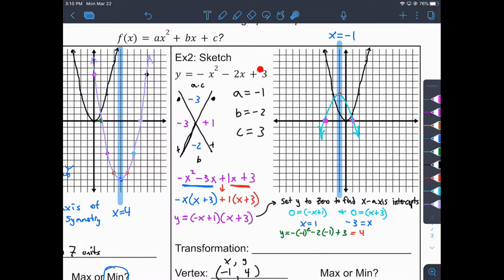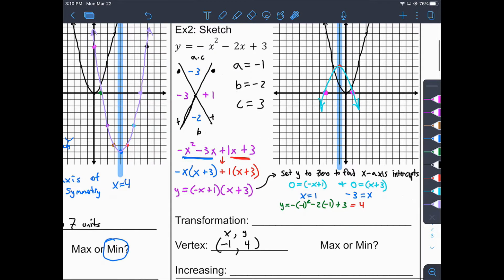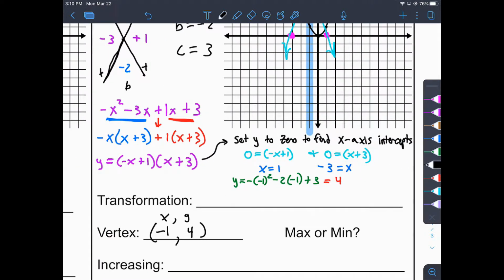Notice too, it's a +3, which means it's going to cross the y-axis at a +3. And notice it does that. 1, 2, 3. It's crossing right there. So transformations, we are first going to have an x-axis reflection. Then we also said it was going to translate up 3 units.